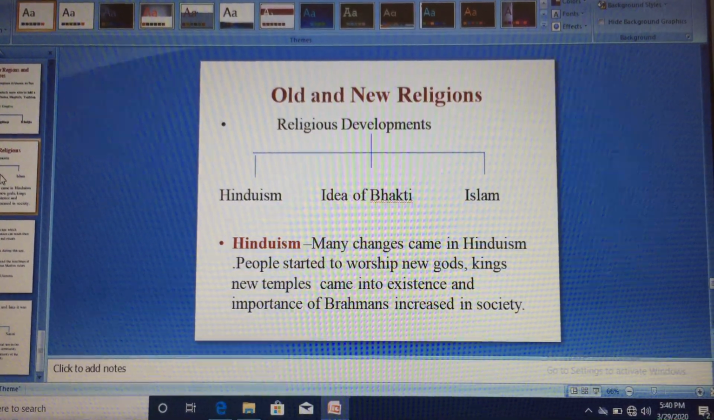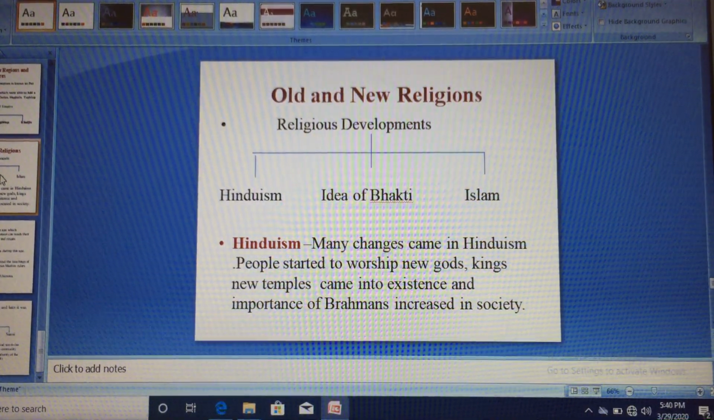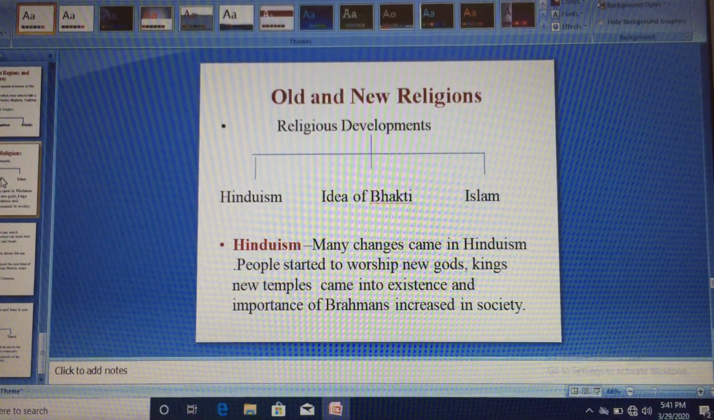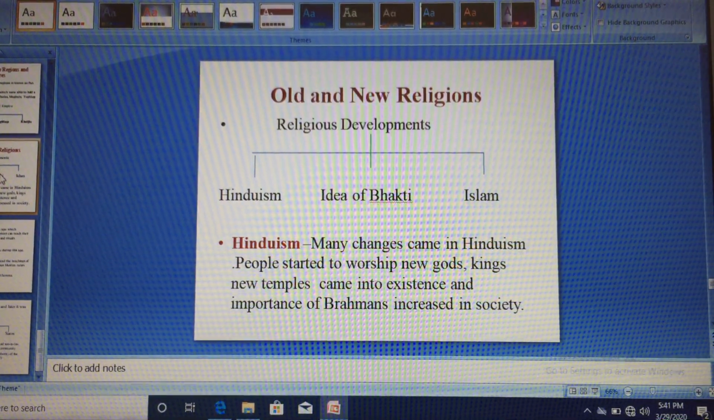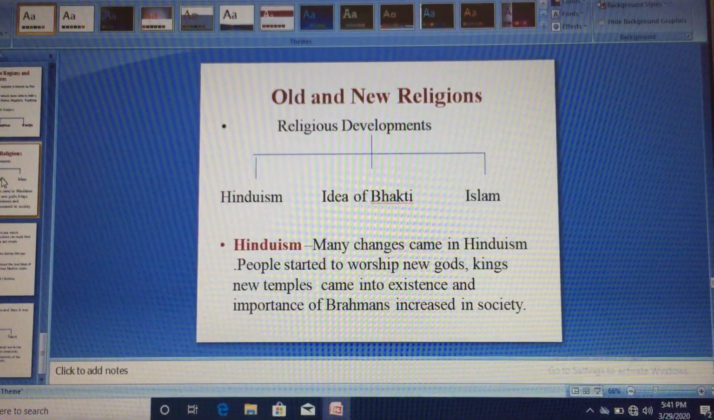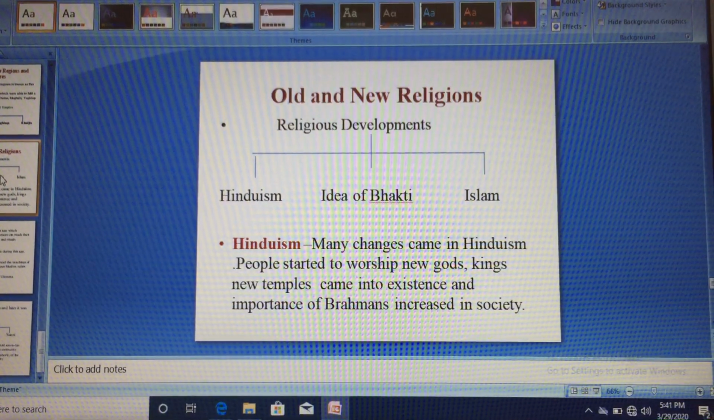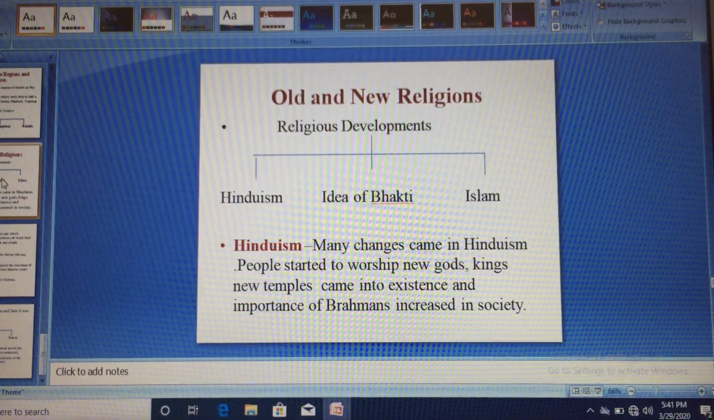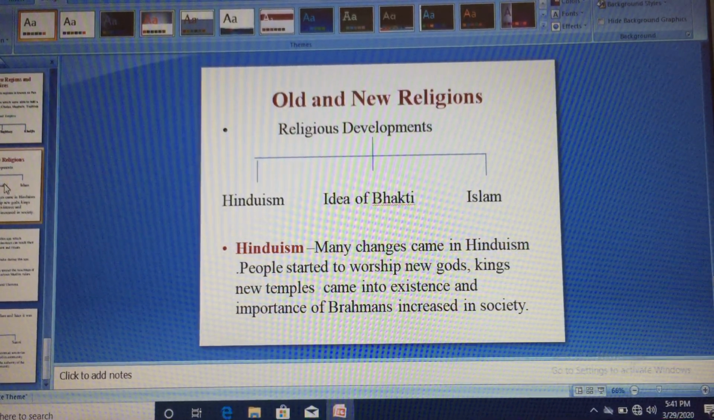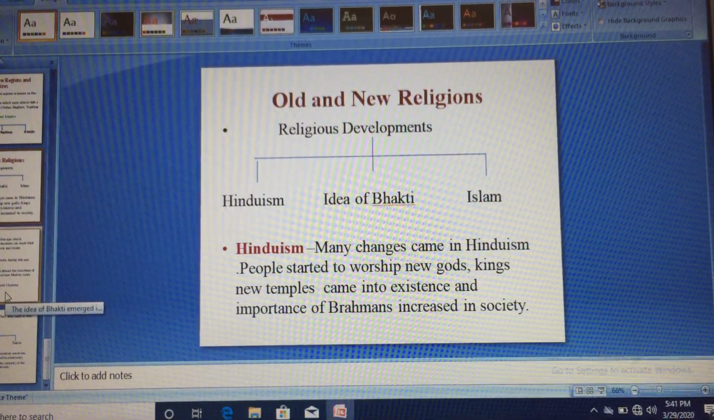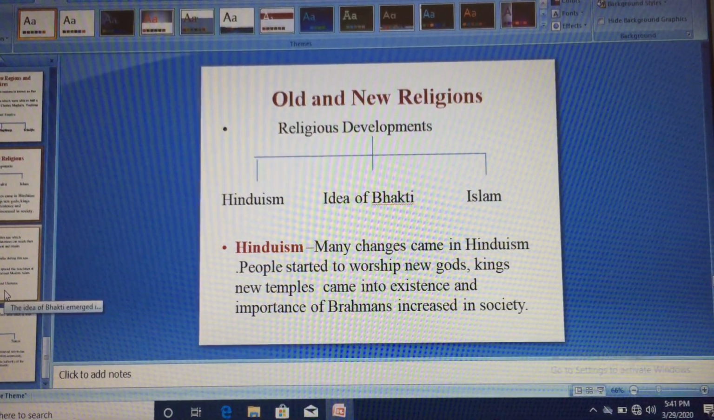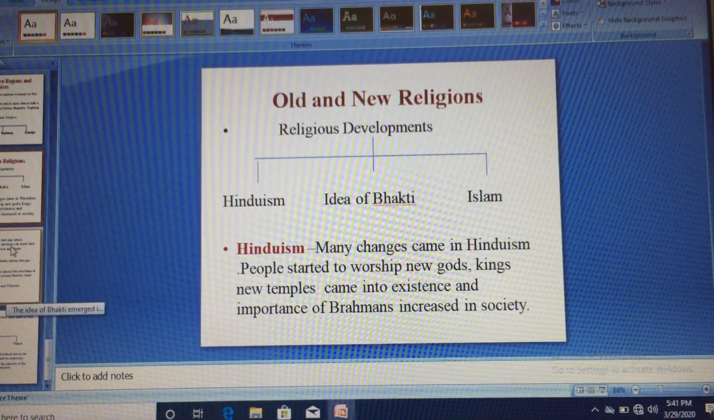One more big change we see is in religion. The main famous religions which you studied in grade 6 were Hinduism, Jainism and Buddhism. But in this medieval period we see changes coming in Hinduism as well. People started to worship new gods, and new kings and new temples came into existence. Plus, the idea of bhakti came into India, and Islam. Islam was a new religion which came to India in the medieval period through Arabs and other countries.